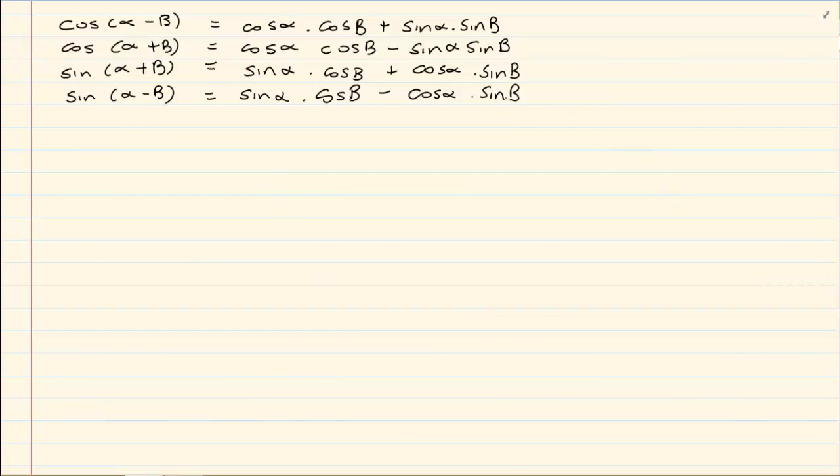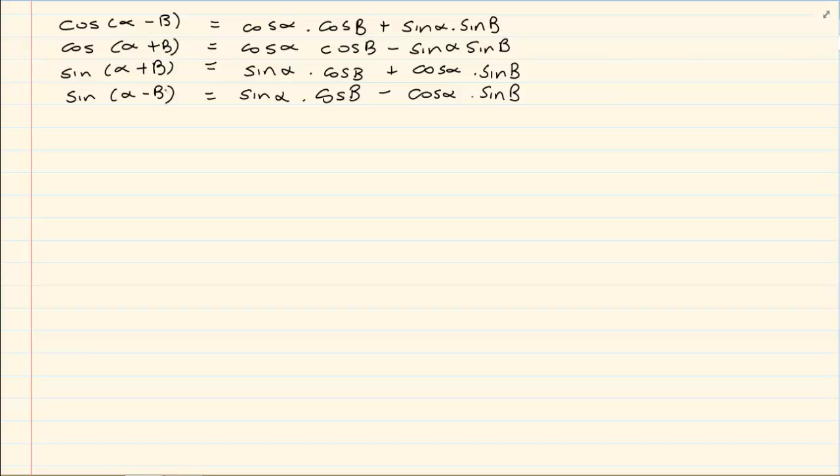When we are doing compound angles, the four basic compound angles are cos(alpha minus beta), cos(alpha plus beta), sin(alpha plus beta), sin(alpha minus beta). Now this expansion is on your formula sheet, so you don't necessarily need to memorize it, but it is advisable that you know how to use it to make it benefit you.